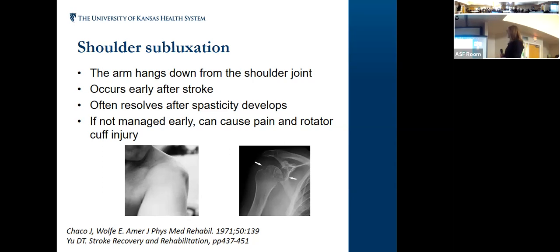This is what it would look like on an x-ray. So this is the bone. It should be up here. It should be really closely connected up to the rest of the shoulder. And it's not, it's just separated.